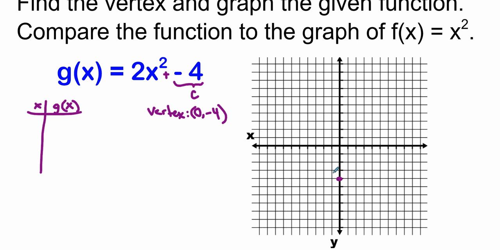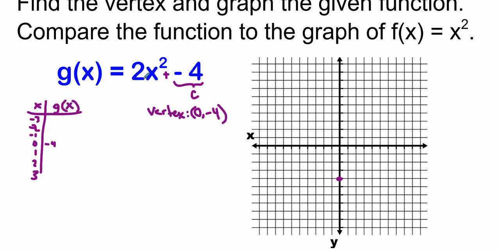So I'll plug in -1 for x, I'll plug in +1 for x. I already know when I plug in a 0 that I get out -4. So if I plug in -1, +1, let's go with 2, 3, -1, -2, -3. All right, so if I plug in a +1, follow the order of operations.